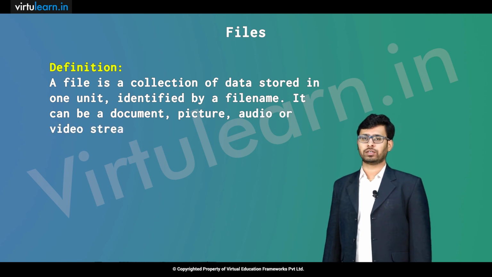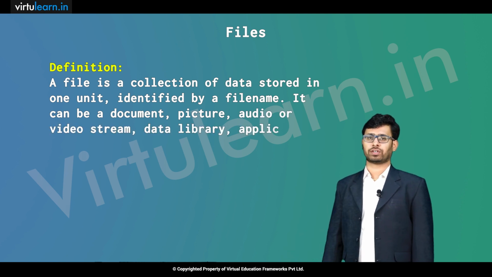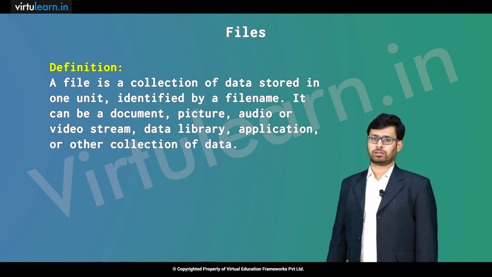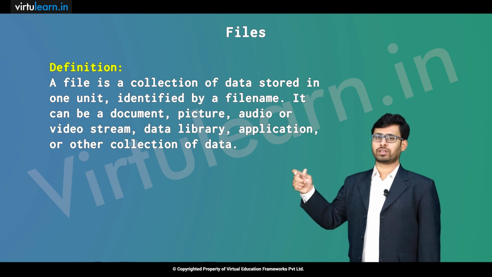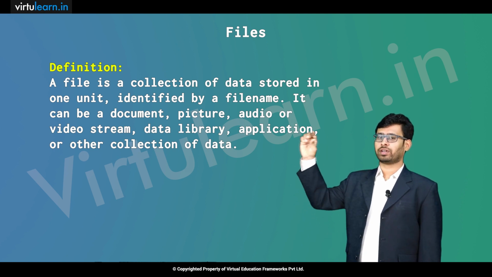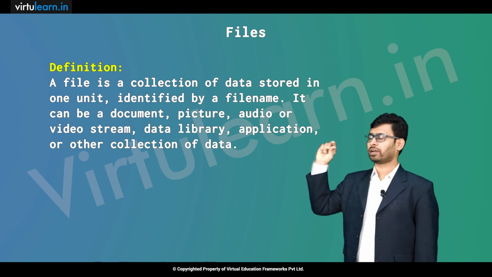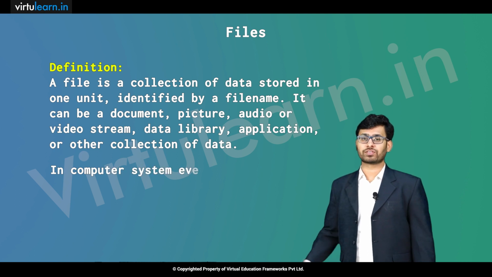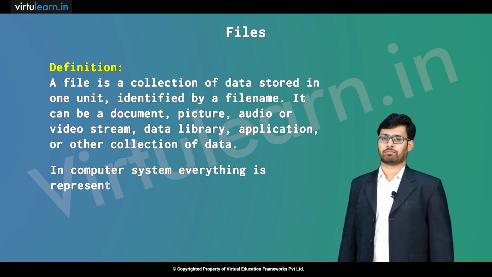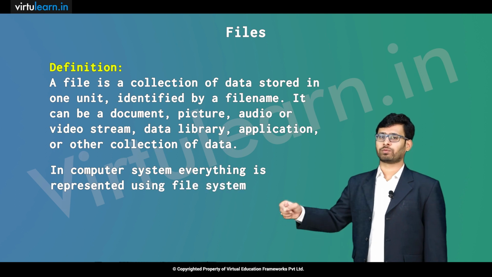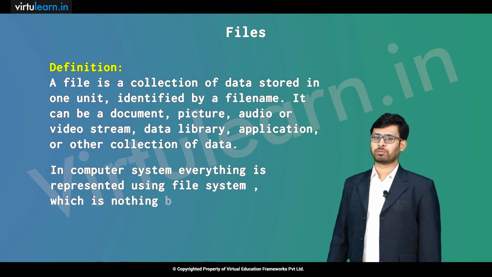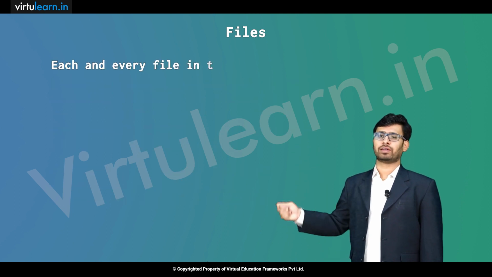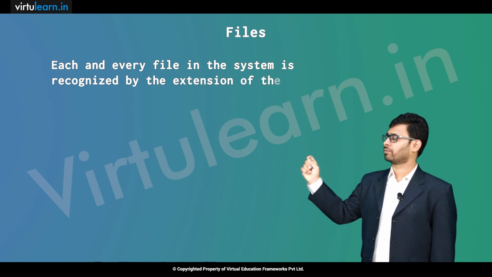It can be a document, or it can be a picture, it can be audio, video, or anything. So the collection of all these things we call as data that is stored under a name. That name we are going to call as a file name. So in a computer system, everything is represented using a file name. This is what we call the file system, which is nothing but a namespace. Each and every file in the system is recognized by the extension of the file.